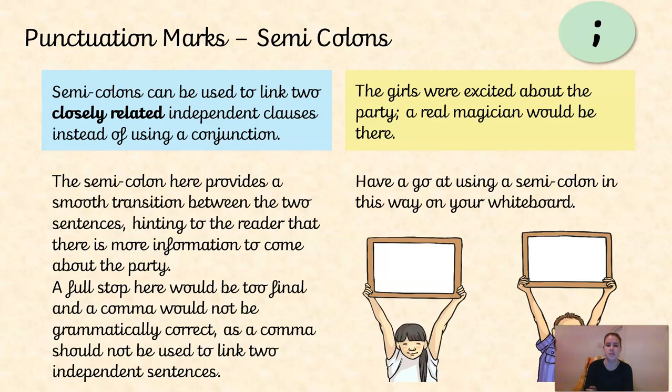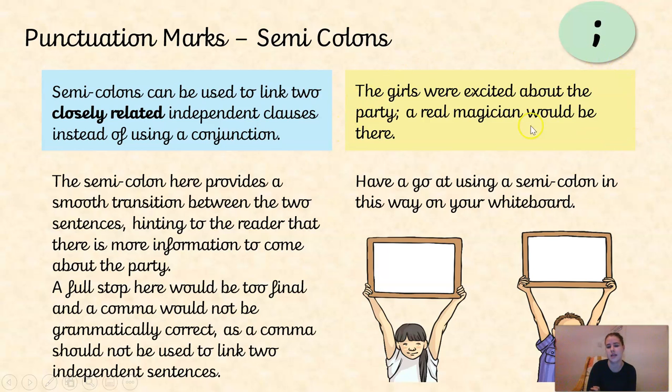So semicolons can be used to link two closely related independent clauses instead of using a conjunction. So for independent clauses, those are usually our main clauses. Now we would usually join those two main clauses together with a coordinating conjunction. However, we can replace that coordinating conjunction with a semicolon. So let's have a look at this example and talk through it before we have a go on your own.